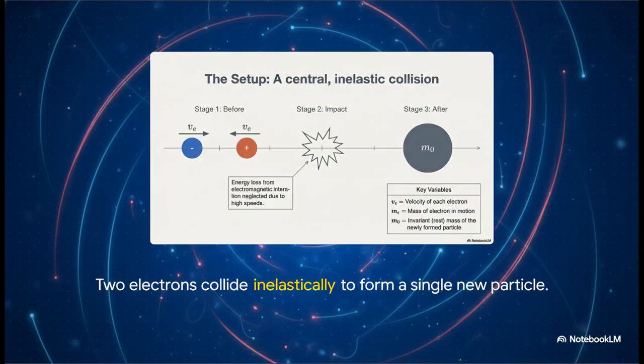Okay, so here's our setup. Imagine two particles, an electron and its antimatter twin, a positron. They're zipping towards each other at the exact same speed, which we'll call VE. They smash together and merge, forming a single new particle. In physics, this is called an inelastic collision. Basically, it's where things stick together. And for our experiment, we'll just assume that any energy lost to other forces is so tiny we can ignore it.